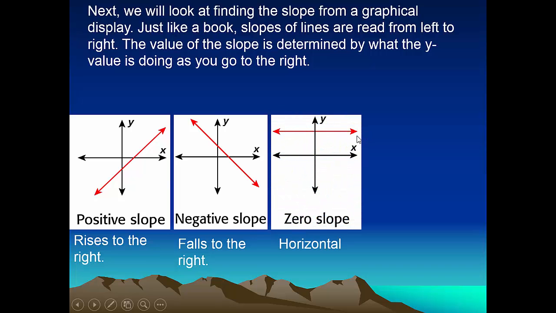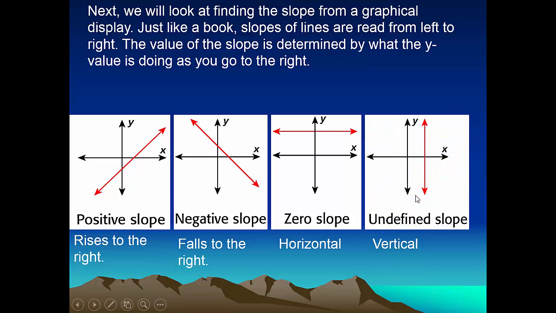Next, if you notice here, we have a horizontal line. Whenever you have a horizontal line, that means that your y value basically stays the same. So it's a 0 slope. Now finally, we have a vertical line which just goes straight up and down. Your x value stays the same, and that is an undefined slope. Again, with that vertical line, your x value stays the same, and that's an undefined slope.